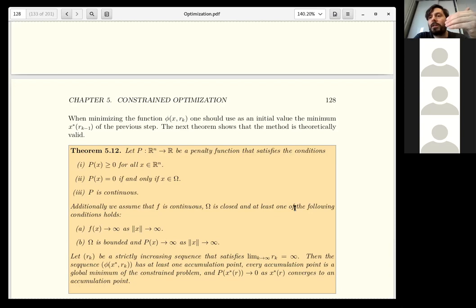As you go outside the feasible region, you incur a penalty, and you just keep increasing the penalty until it forces the problem to be solved only at the edge or inside the region.